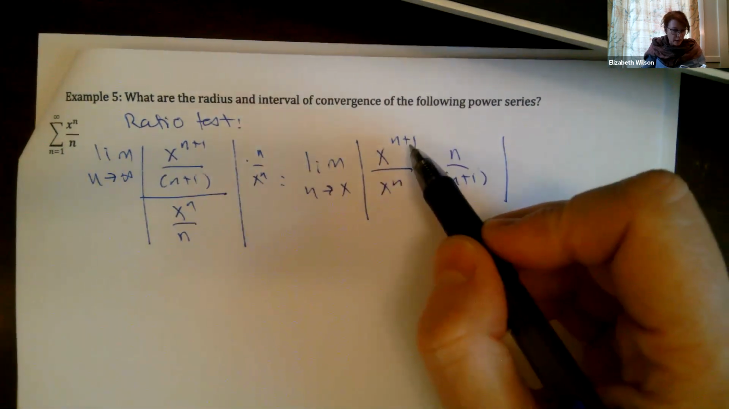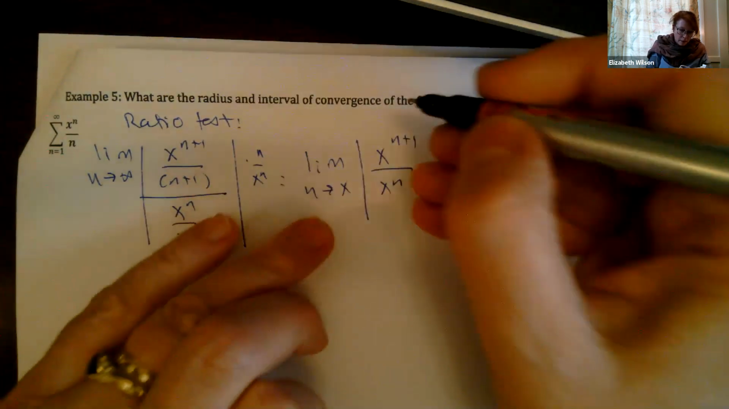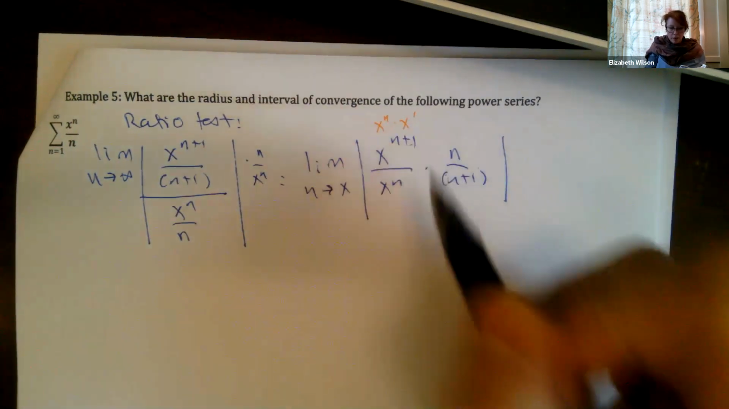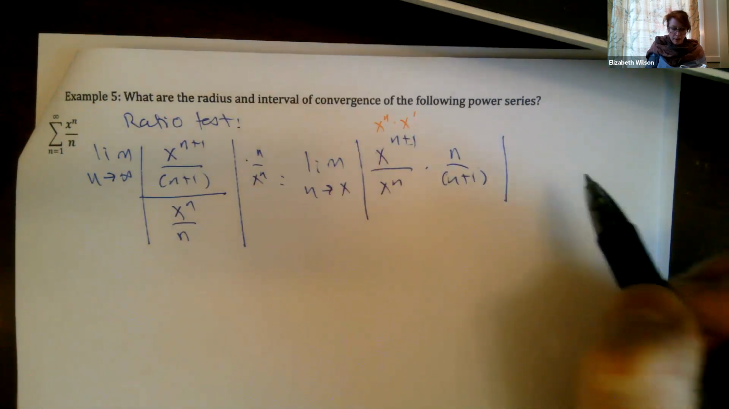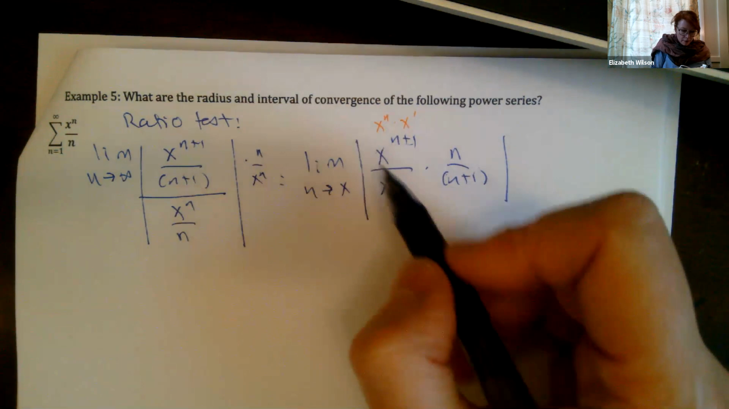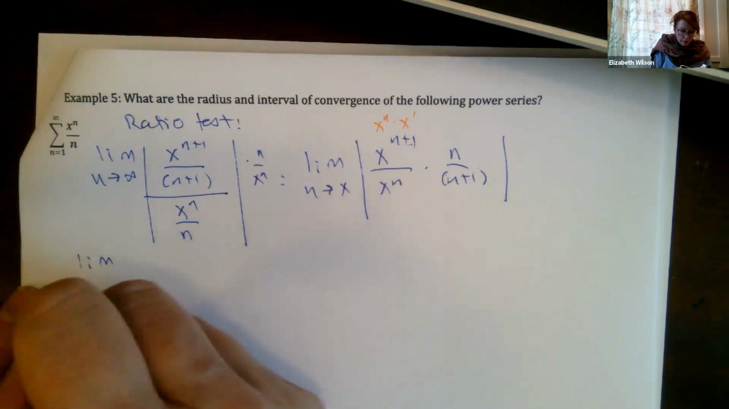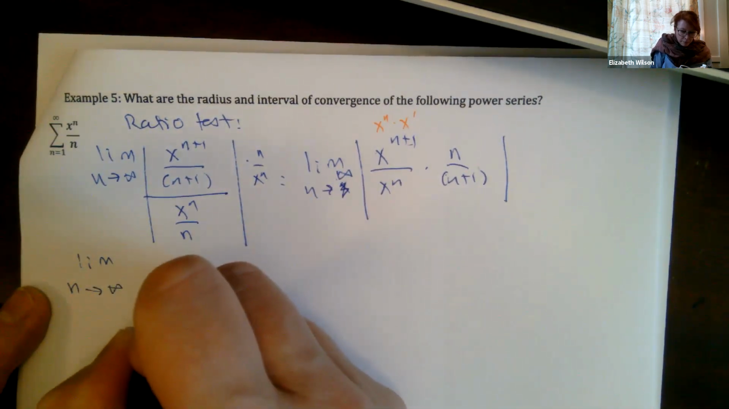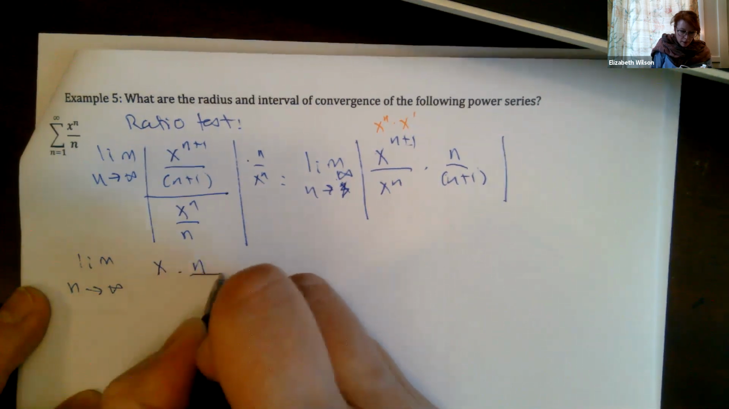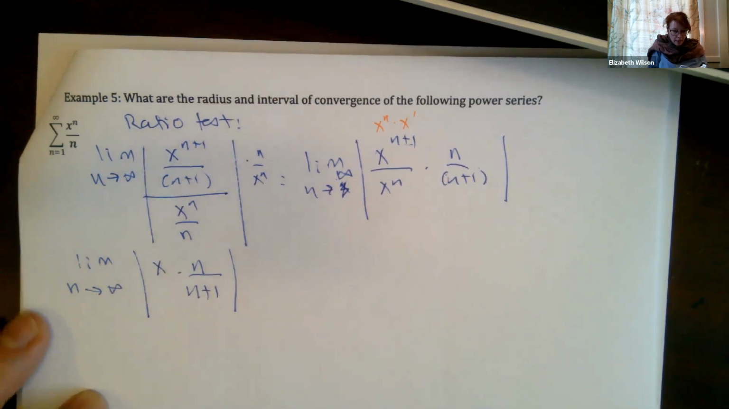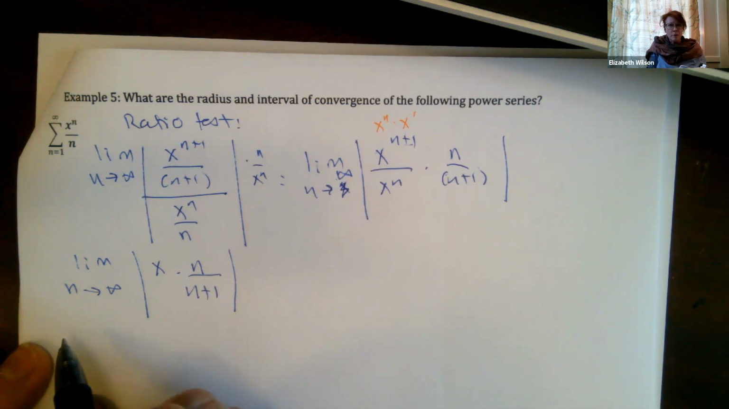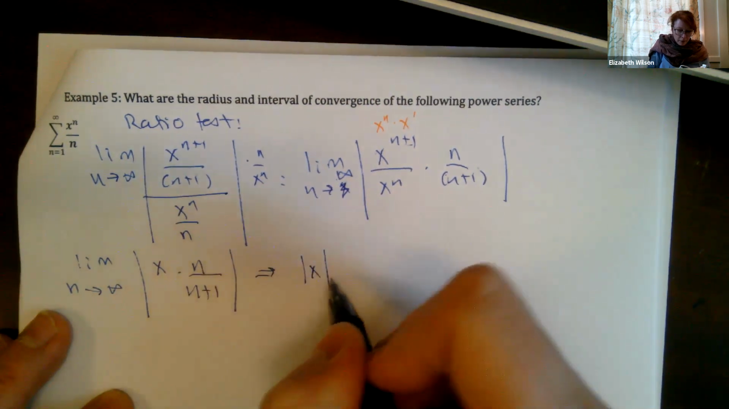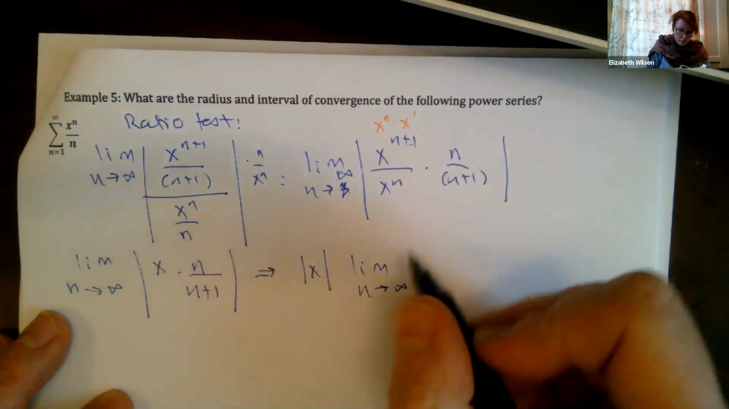Now remember, x to the n plus 1 is the same thing as x to the n times x to the 1, if we break apart our addition here. So that means my x to the n's cancel, and what I'm left with is the limit as n goes to infinity of x times n all over n plus 1. n is my variable inside the limit. That's what I'm taking the limit with respect to. So I can take out this x, and I've got the limit as n goes to infinity of n over n plus 1.